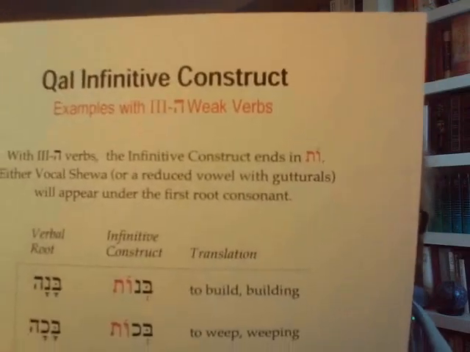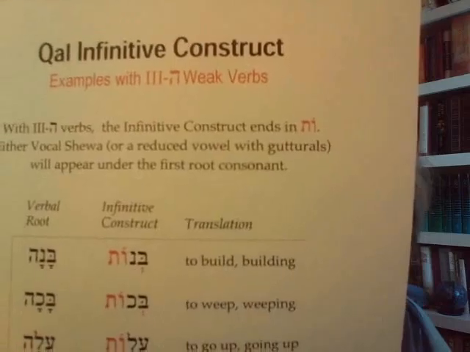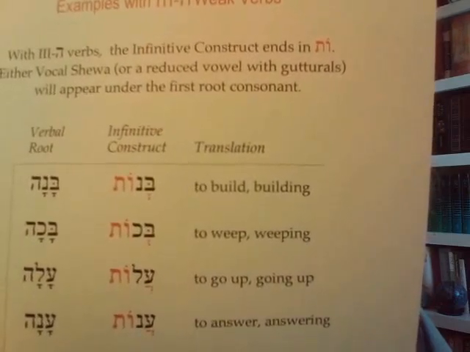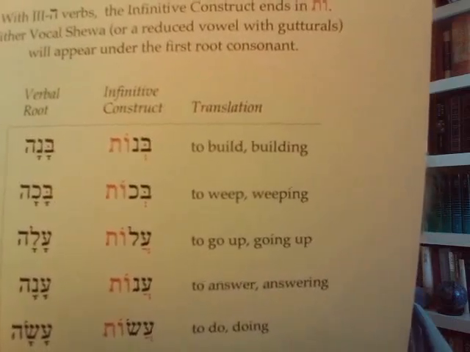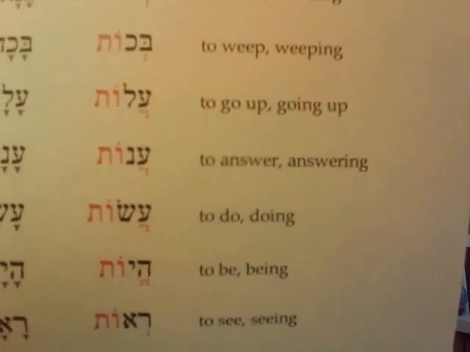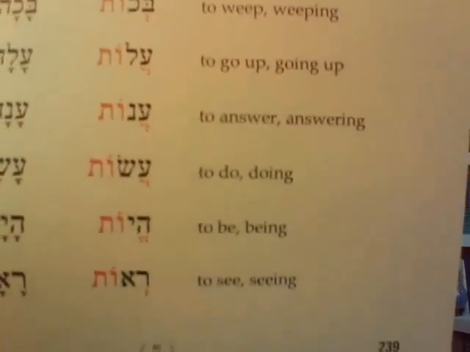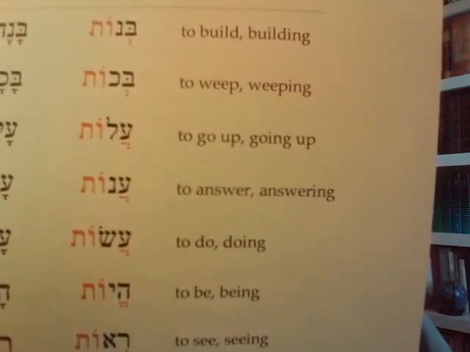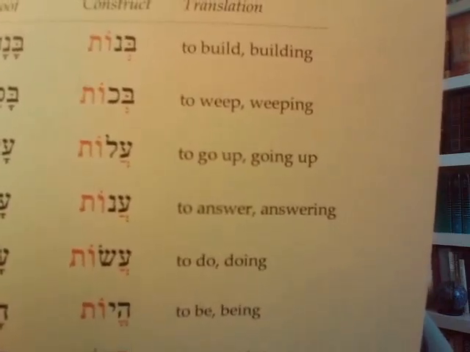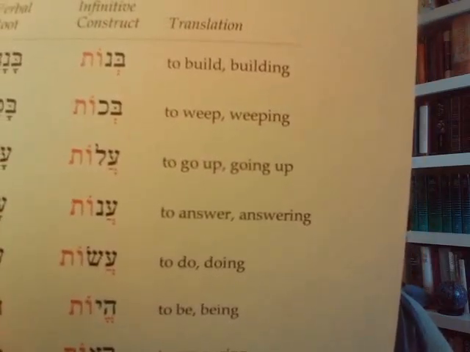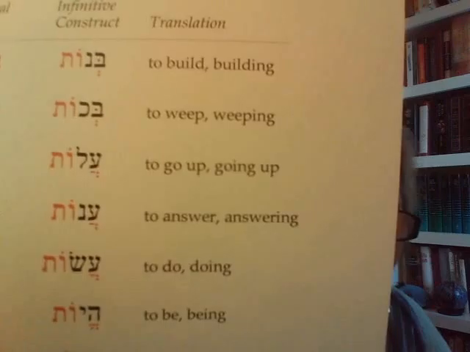Bamoth, bakoth, aloth, anath, asath, hayoth, and ra'oth. Now, you're going to need to memorize hayoth because that's the verbal form of to be, and it's going to show up all over the place in the Hebrew Bible.